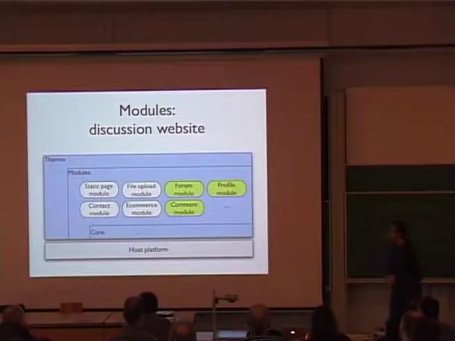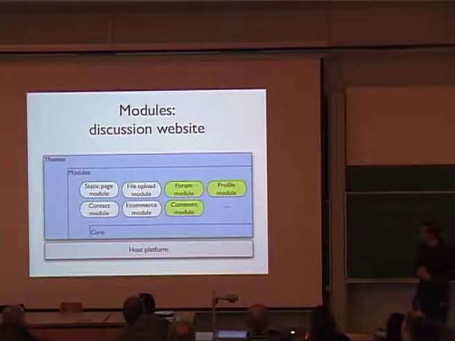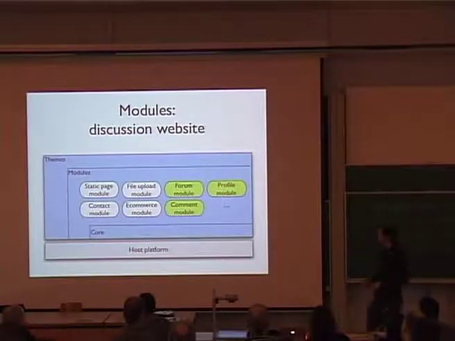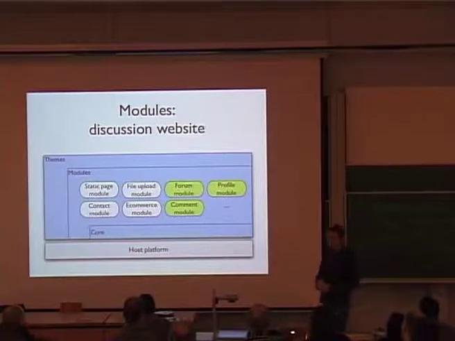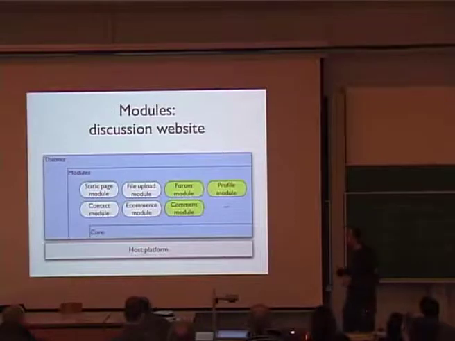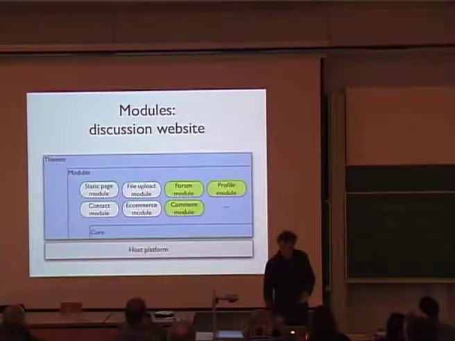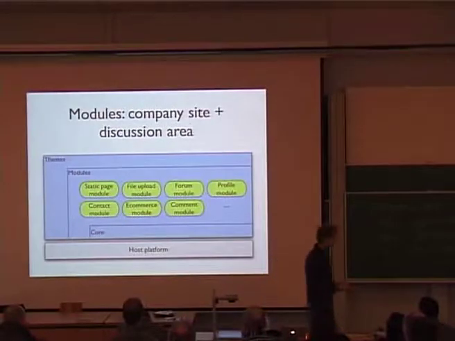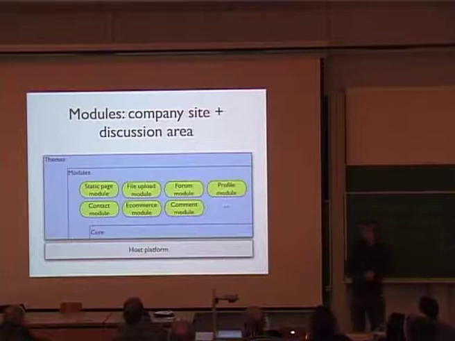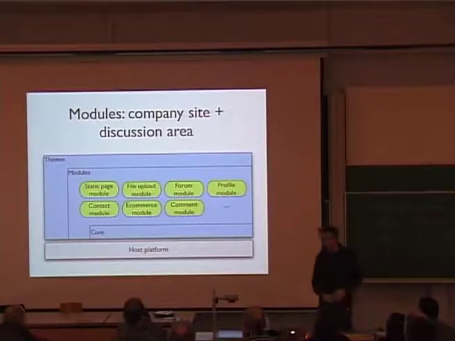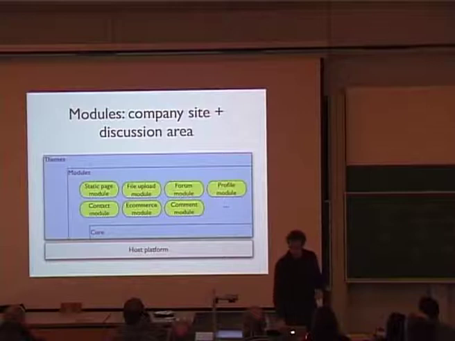So you want to make a discussion on the site, you just enable a different set of modules. So in this case, for example, you would enable the forum module, the profile module, and the comment module. So you could have discussions on your website, and the users of your site could provide a profile, upload a picture of themselves, mention the URL of their website, and so forth. Now, if you want to create a company website that also has a discussion area, you just enable all the modules. Okay, so that's really how it works.